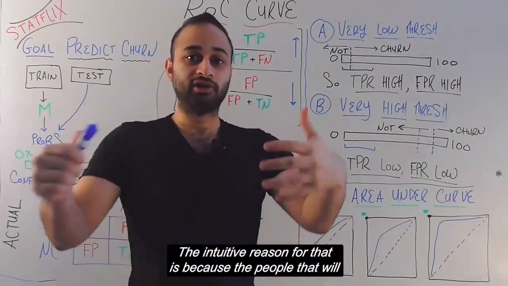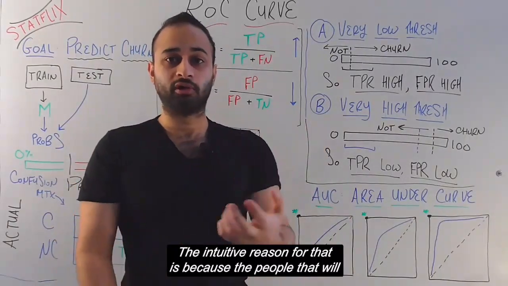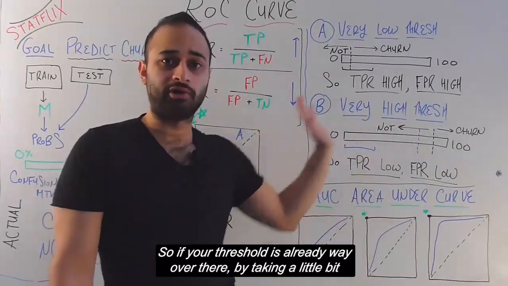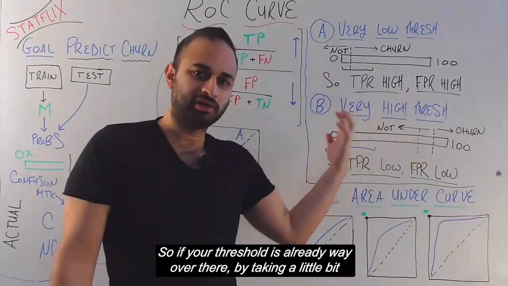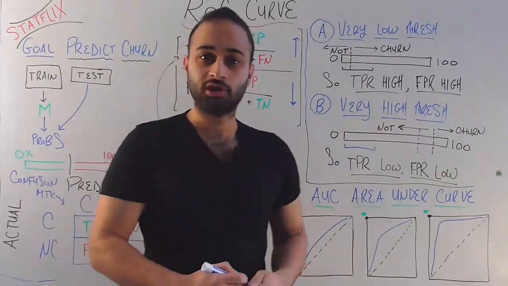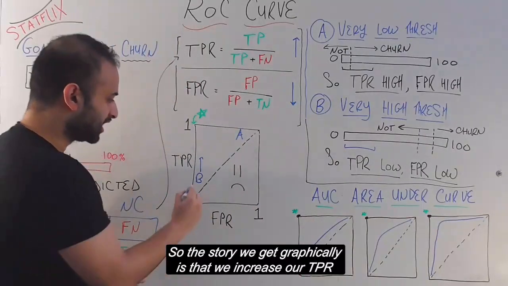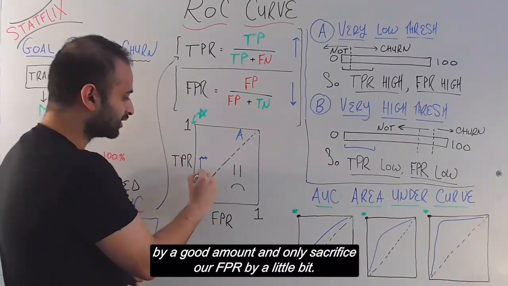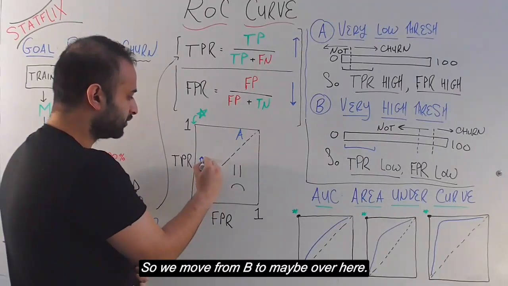The intuitive reason for that is because the people that will not churn are probably near the lower end of this bar. So if your threshold is already way over there, by taking a little bit in this direction, you're not going to be sacrificing this FPR metric too much. So the story we get graphically is that we increase our TPR by a good amount and only sacrifice our FPR by a little bit. So we move from B to maybe over here.